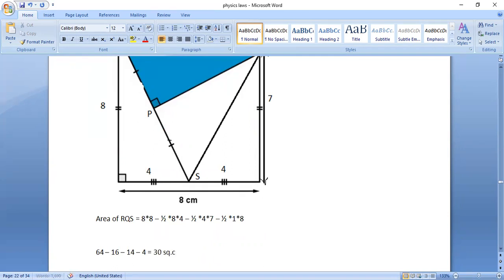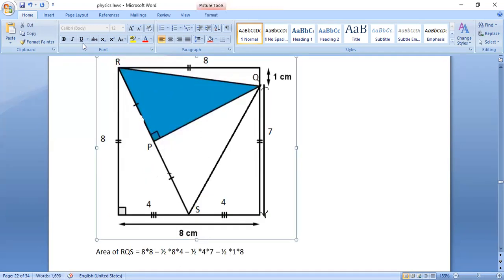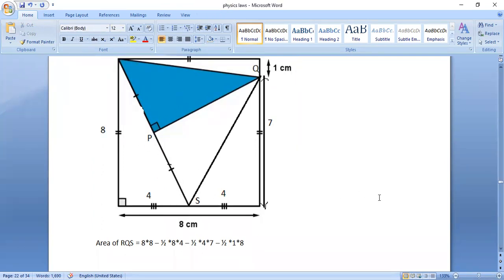30 square centimeter. Okay. Now we have the area of this whole triangle, but we want only this part, which is half of the area of the whole triangle. So the blue shaded area will be equal to the area of triangle RQS divided by 2, which will be 15 square centimeter. Okay, understood?